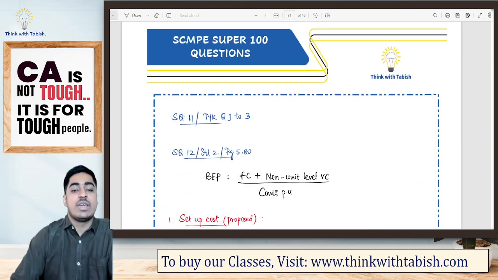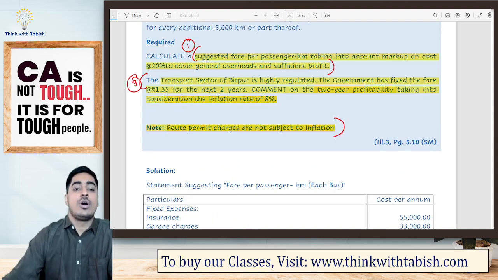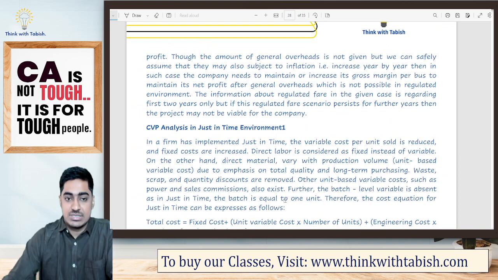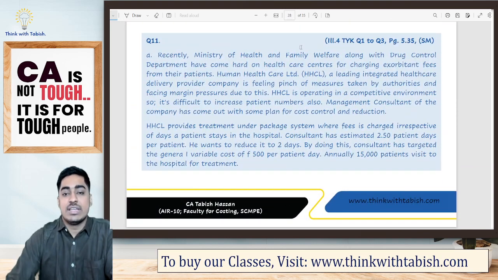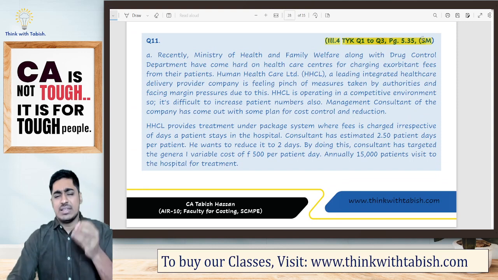Yes. Next, we are having super question number 11, wherein we have included altogether 4 different types of questions. Now, this is going to be your illustration number 4 and test your knowledge question number 1 to question number 3. Yes, 4 very simple theory type questions which is based on ethical and non-financial considerations in decision making.